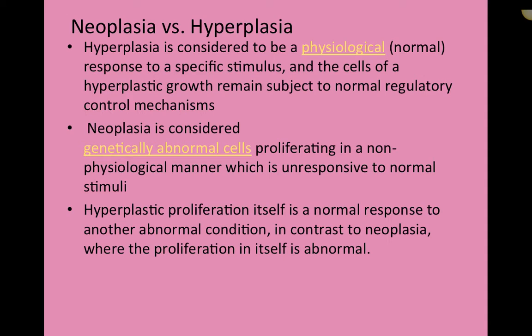Hyperplastic proliferation, so growth of hyperplastic cells, is a normal response to another abnormal condition, i.e. an abnormal stimulus perhaps. In contrast to neoplasia, where the proliferation in itself is abnormal. So that's just to help you understand why hyperplasia is occurring as compared to why neoplasia is occurring. But realistically, we don't necessarily have all this information before we're looking at a cytology sample.